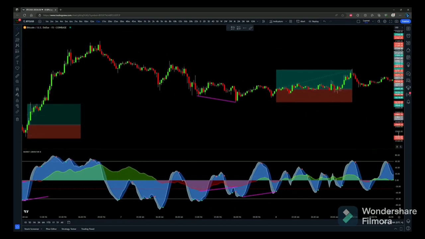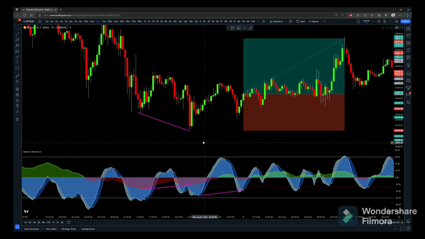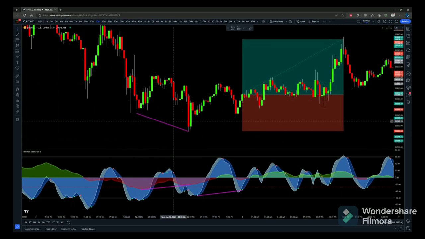Here's our next valid setup. So another bullish regular divergence. So we're looking at this coming down. We have our blue wave has gone oversold. And then we're looking for a higher low, regular bullish divergence on the red money flow wave here. Lower low in price, but higher low on our red wave.